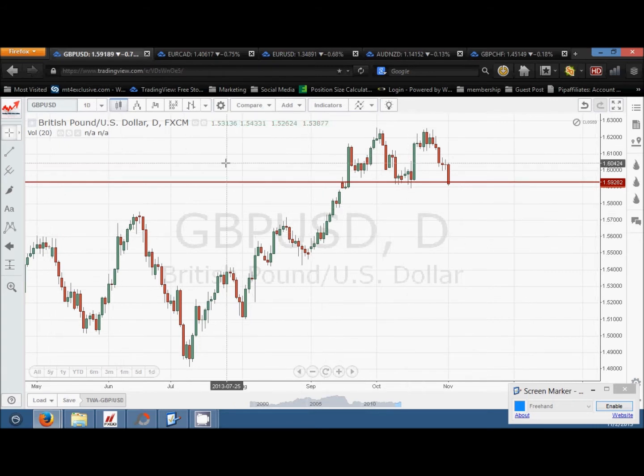So the first pair we're looking at is the British Pound US Dollar, and as you can see, I drew this support zone right here, as we have multiple touches throughout here where prices came down and bounced off it. Prices have come back down, and it looks like prices have closed below the support zone. So it broke through the support zone, and this support zone should now turn into a resistance zone.